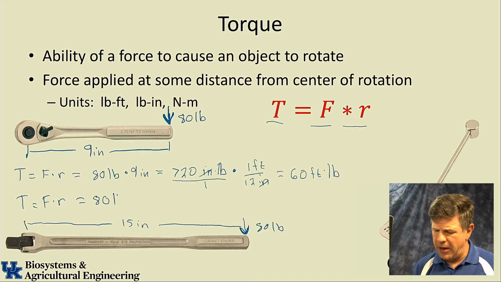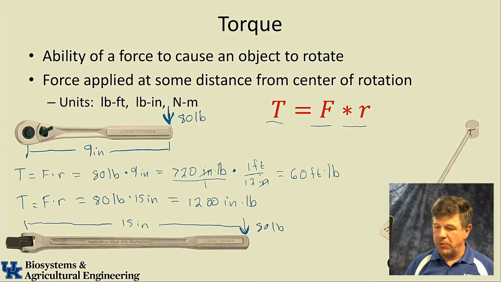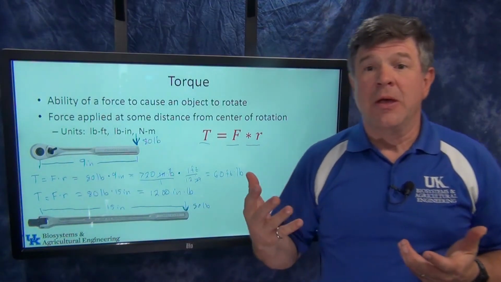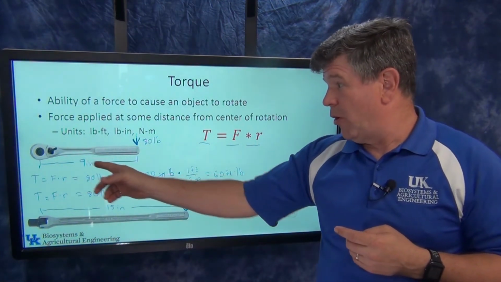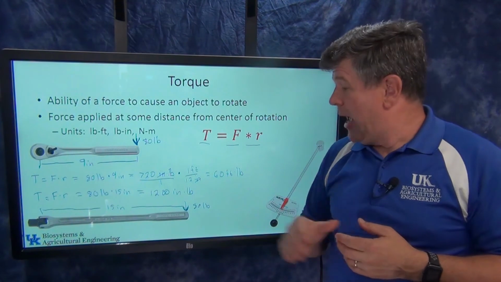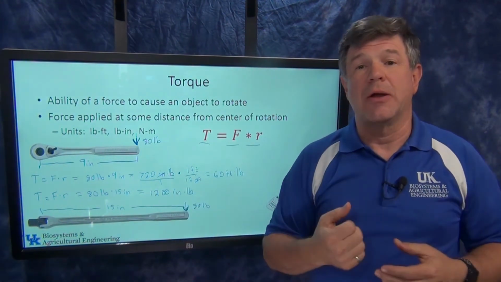So 80 pounds times, now how long is my wrench? It's 15 inches. And what is that torque? It's 1,200 inch-pounds. So that's what my torque would be. So notice what I've done here. By increasing that length, I've almost doubled the length of the wrench, and I've greatly increased the torque, so hopefully I have a better ability now to break that loose.